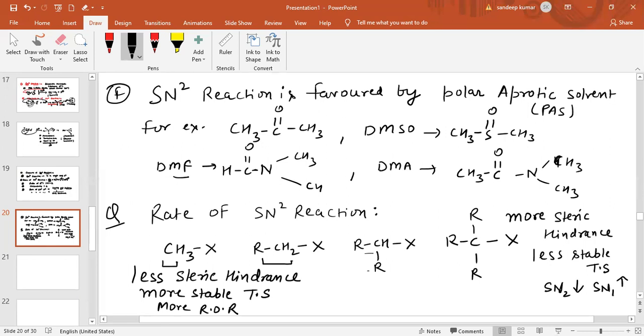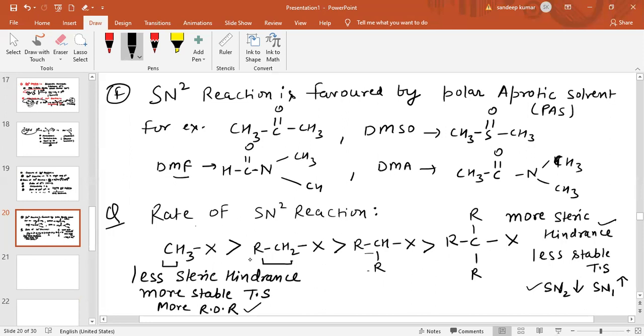So in this way, we can say if less steric hindrance, more rate of reaction. If more steric hindrance, less SN2. So the order of rate of reaction will be from less steric hindrance to more. This is the correct order of rate of SN2 reaction.